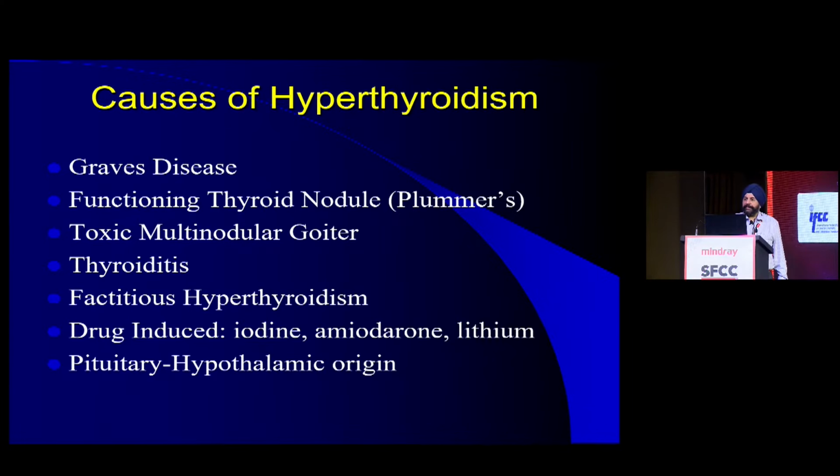So next, coming to hyperthyroidism, the most common causes of hyperthyroidism are Graves' disease, Plummer's nodule, toxic multinodular goiter, thyroiditis, factitious hyperthyroidism, drug-induced, especially iodine, amiodarone and lithium, and secondary hyperthyroidism, which is of pituitary or hypothalamic origin.